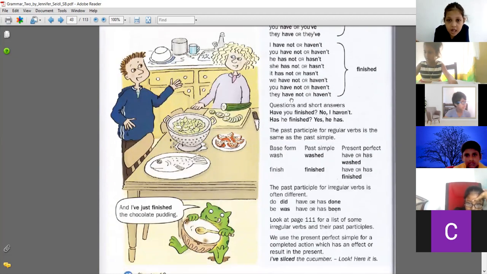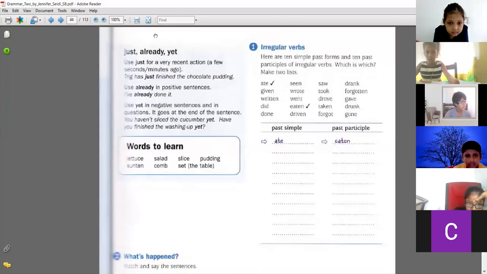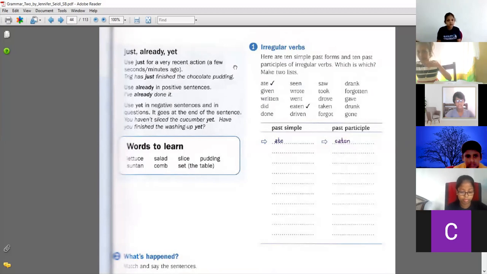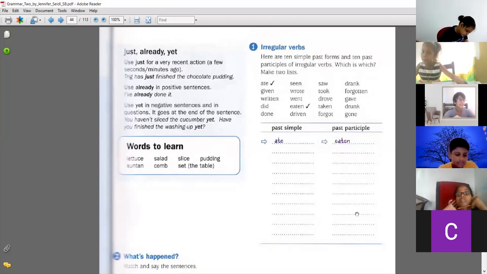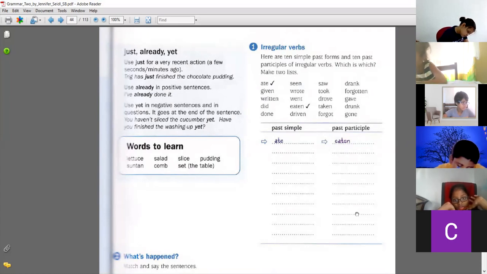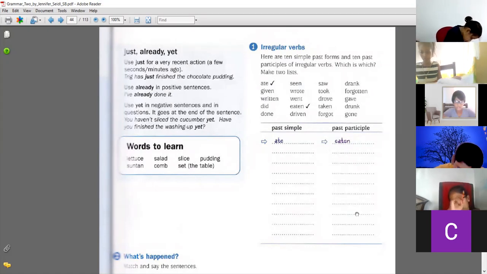All right. Yes. Okay, now I'm going to give you an activity. Irregular verbs are here. Write the past participle form. First one has been done for you. Eat, the past participle form is eaten. Okay, now can you write the answers for this one alone? It's very easy.